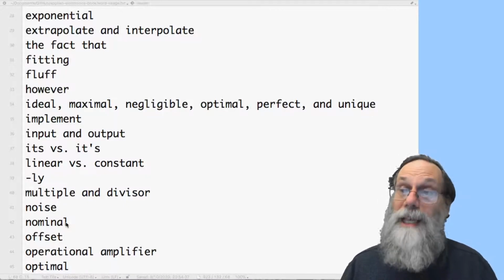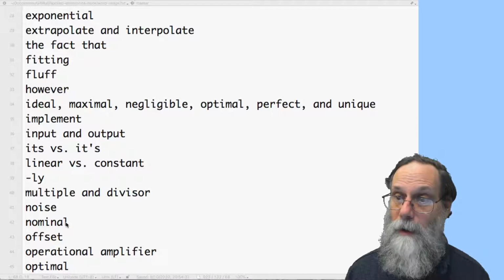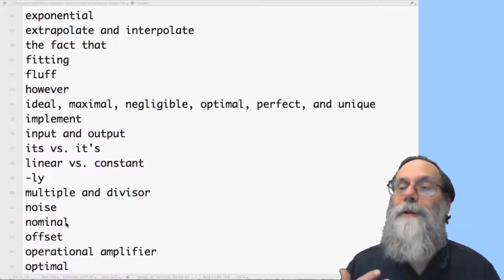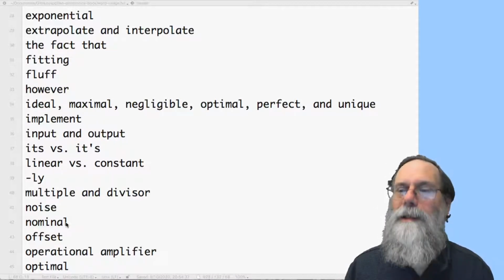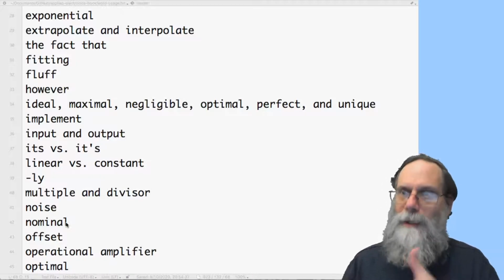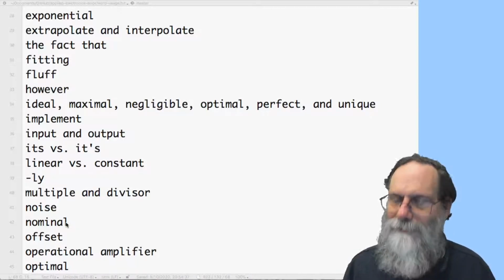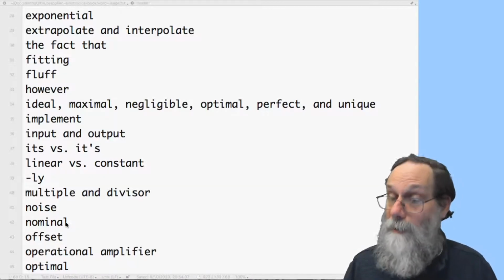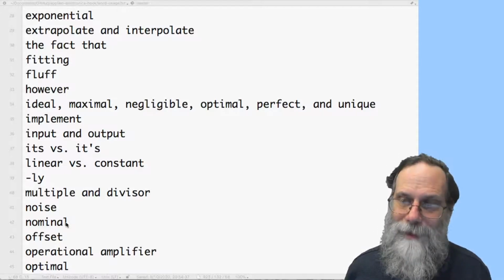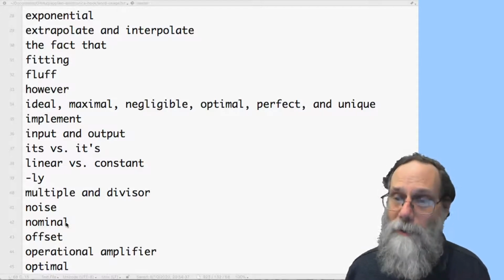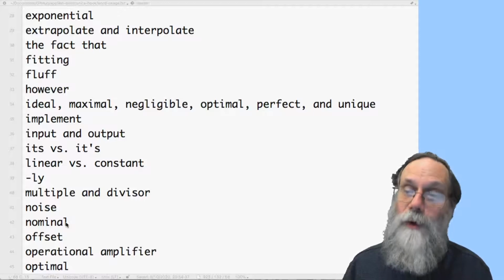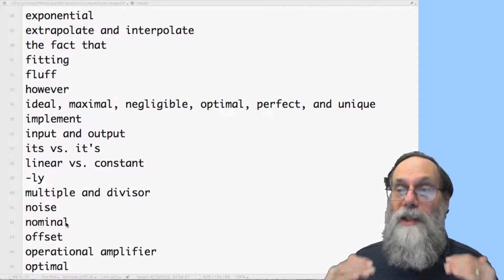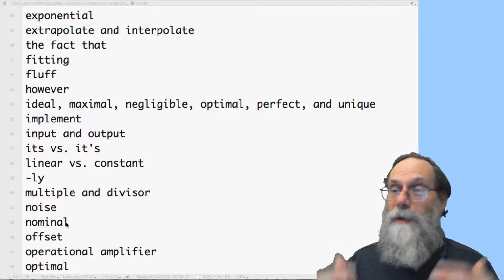Theoretical means it came from some sort of theory. And there isn't a theory that says the manufacturer labeled it this. That's the name, the nominal value, not the theoretical value. So don't use theoretical unless you can point to the theory that is saying this is the value it should be because of this theory.